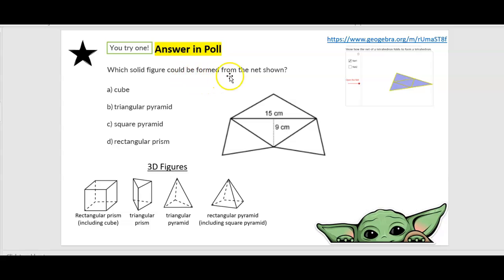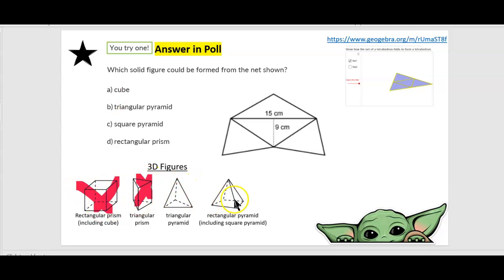Which solid figure could be formed from the net shown? From this net here, if we fold it up, this one's only got 3 triangles and a bottom triangle. So this is going to make a pyramid, I bet. A pyramid that looks like it has a triangular base. So which one of these is a pyramid? Well, these two are the pyramids, right? So I think we could pretty much say no, no.